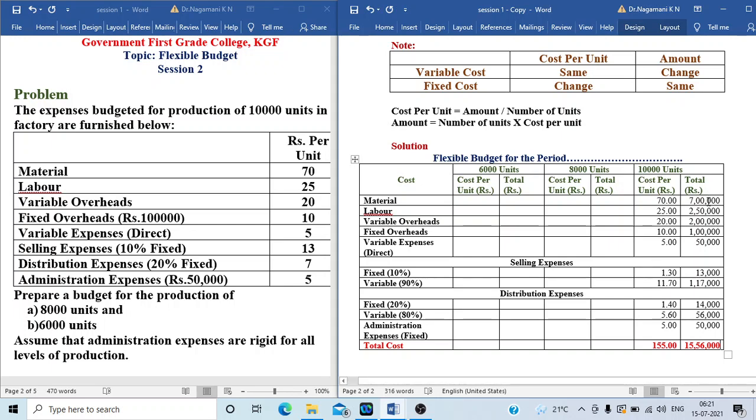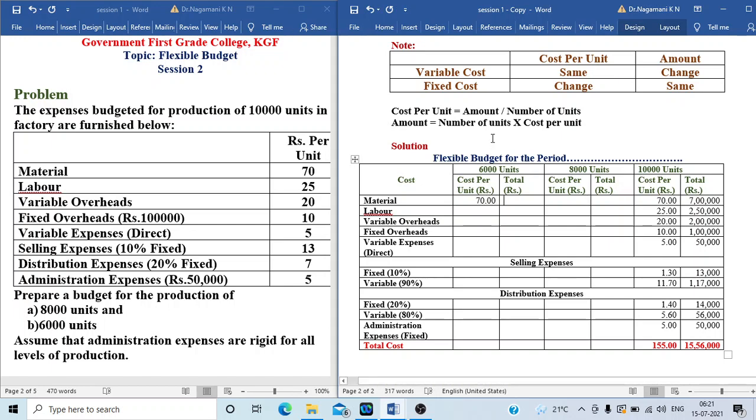Next, now we are going to calculate for 6,000 units and also for 8,000 units. As I told, variable cost per unit will remain same. Now I told the material is a variable, cost per unit will remain same when the production increases or decreases.